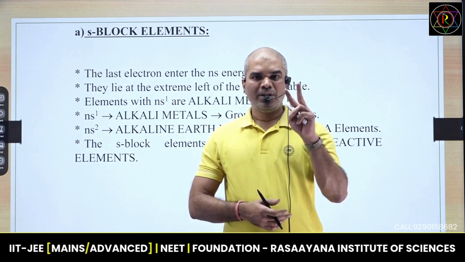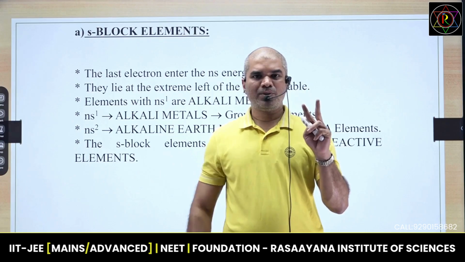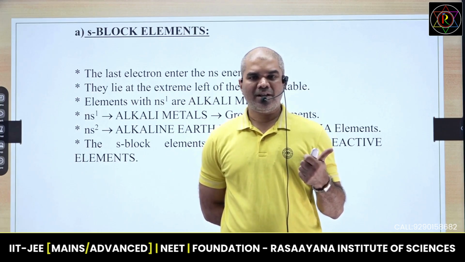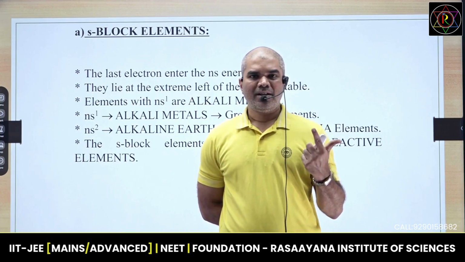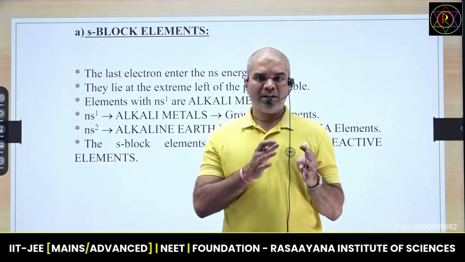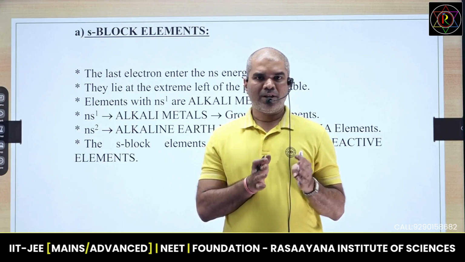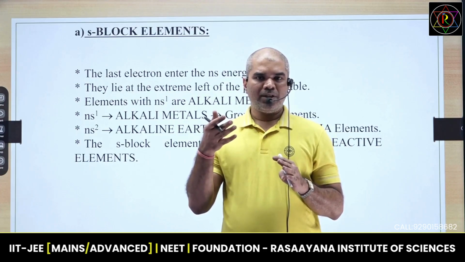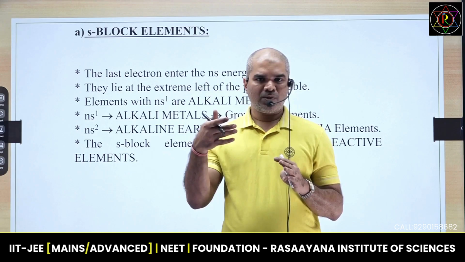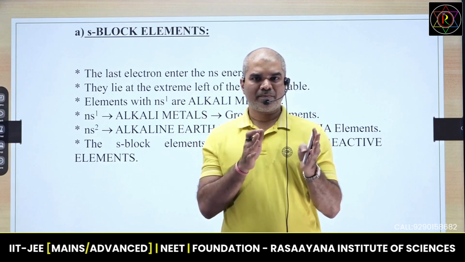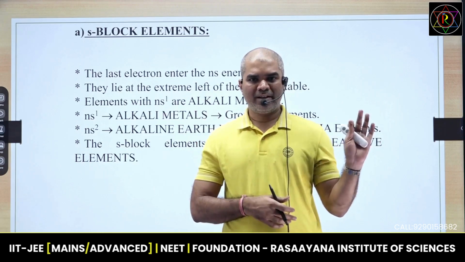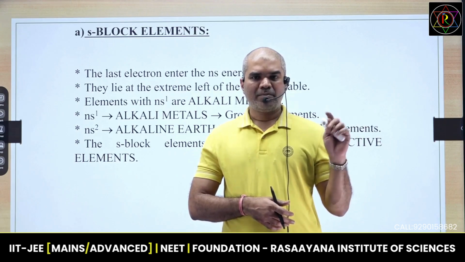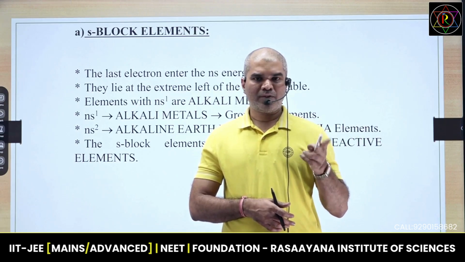In s block, there are only 2 groups. There are 2 different types of classifications. One we call the American style, the other is called the IUPAC style. In American style, we have A and B type of methods: 1A, 2A, 3A, 4A and so on, and also 1B, 2B and so on. But in IUPAC, you have direct numbering, starting from 1 and ending with 18. 1, 2, 3, 4, 5 up till 18. Those are the number of groups. But in American style we have A and B type of classifications.